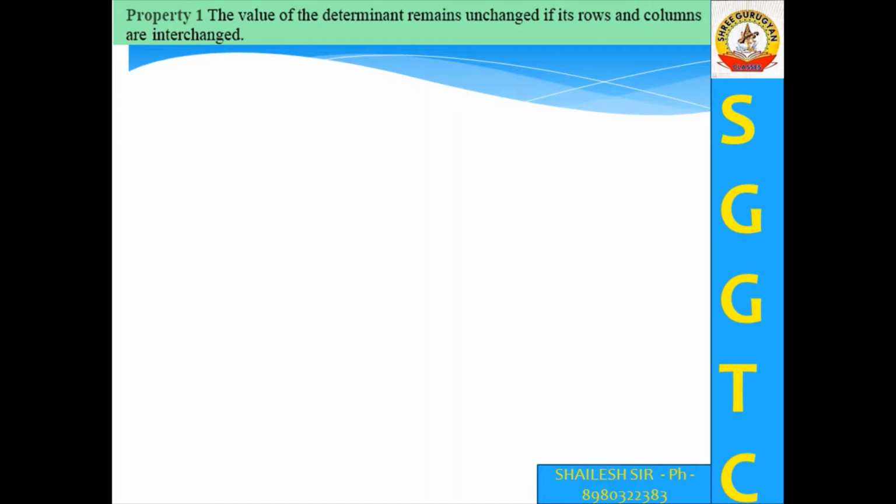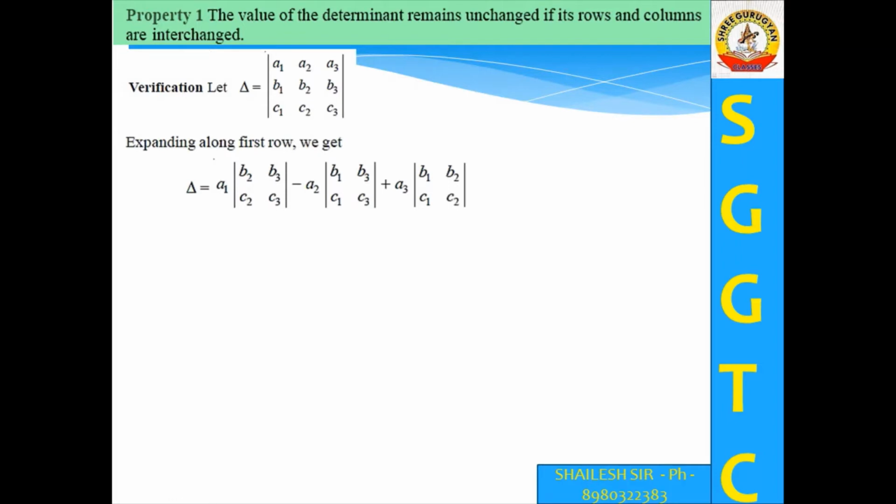So first theorem: the value of the determinant remains unchanged if its rows and columns are interchanged. It means students, if all rows are converted into all columns, the value of the determinant definitely does not change. So let's start. Consider del as an assumption for any determinant a1, a2, a3, b1, b2, b3 and c1, c2, c3. And this solution you know, according to the definition, a1 minus a2 and a3, and further calculate up to that, you know students.